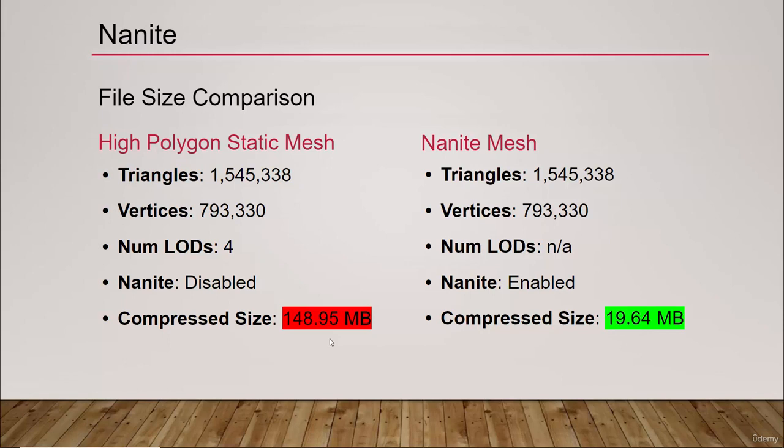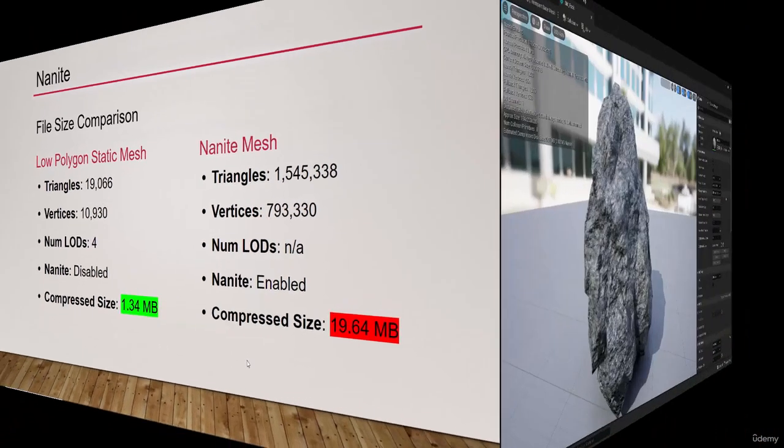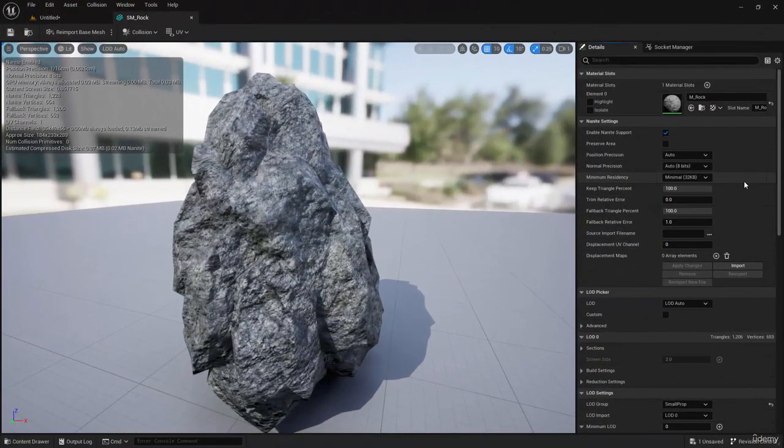However, if we compare the Nanite mesh to a low polygon mesh, the kind you might use if you weren't using Nanite, you can see that the Nanite mesh is still significantly larger. The good news is that Epic Games is working on improving the compression even further, and expects to be able to greatly reduce disk space for Nanite meshes in the near future.